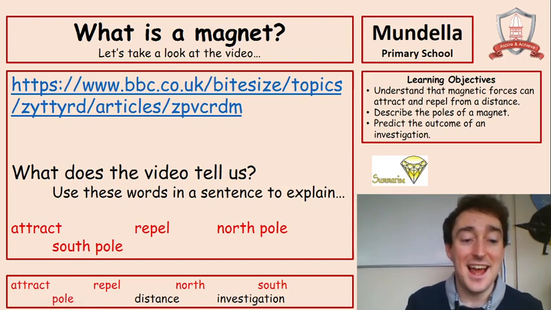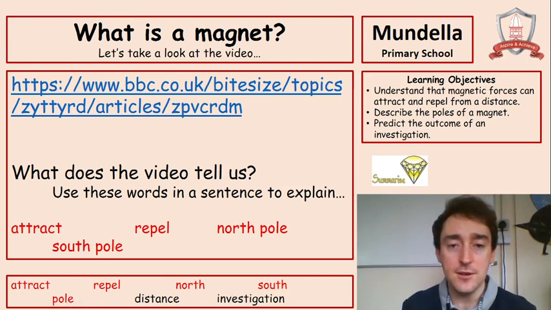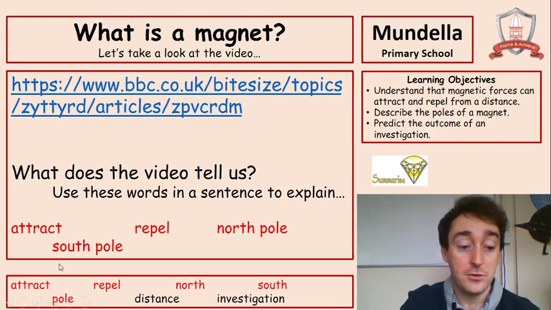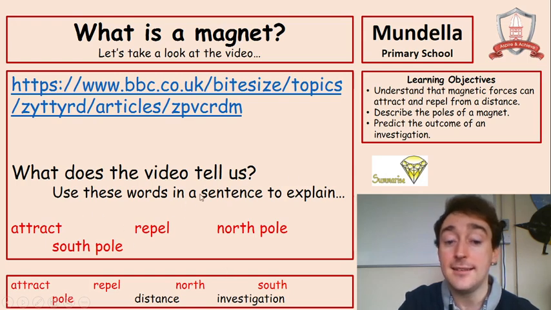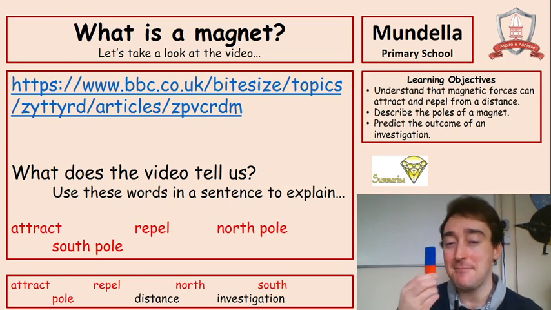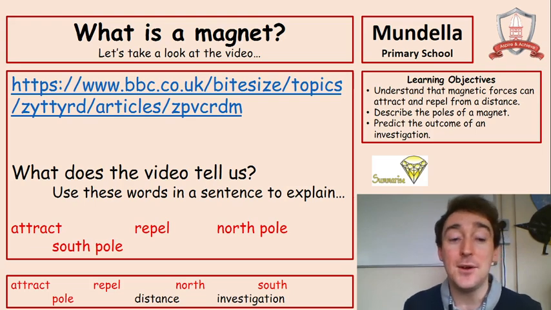Okay, great video. Now, what does it tell us? So try and use the words in red here, which are also some of our vocabulary words for today. Try and use these words in a sentence. We've got attract, repel, North Pole and South Pole. And by that we don't mean the places, we're thinking about magnets, okay? So pause the video now and have a go at your sentence. And then we'll move on in 3, 2, 1.